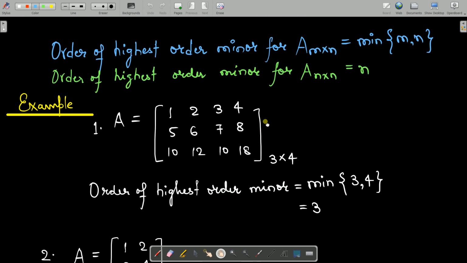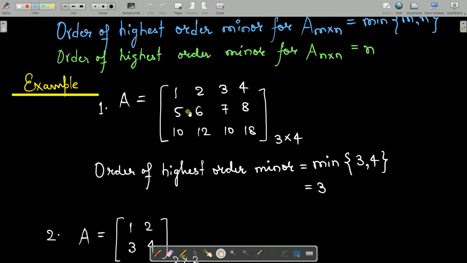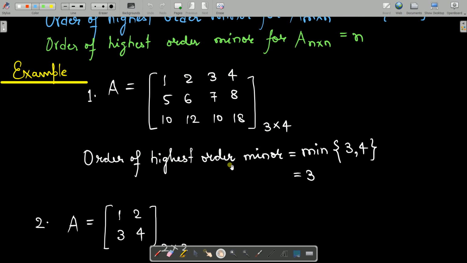Okay, so let's say we have an example here. A, we have these elements, that is 1 2 3 4 5 6 7 8 10 11 12 18 and so on. So this is 3 cross 4. So the order of the highest order minor is what? Minimum of 3 and 4. What is the minimum of 3 and 4? Which is 3. So we can say that the order of the highest order minor for this matrix is 3.